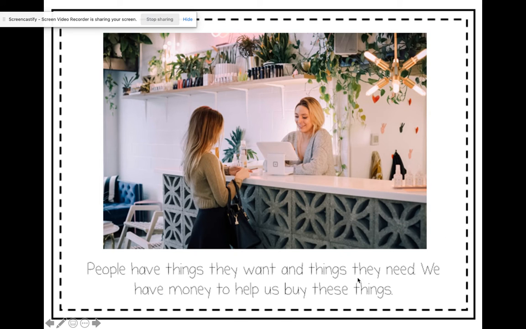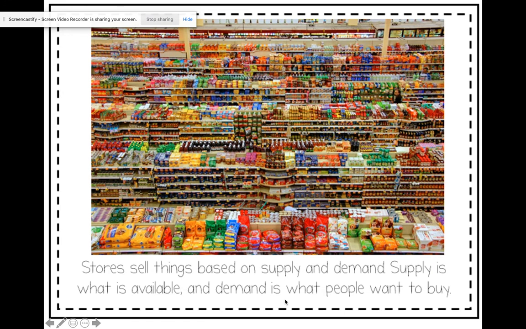People have things they want and things they need. We have money to help us buy these things. Stores sell things based on supply and demand. Supply is what is available, and demand is what people want to buy. So if a store is selling a product and a lot of people are not buying it, then they're probably going to stop selling that product, because that is part of the demand. People are going to sell items based on the demand, what people want to buy.